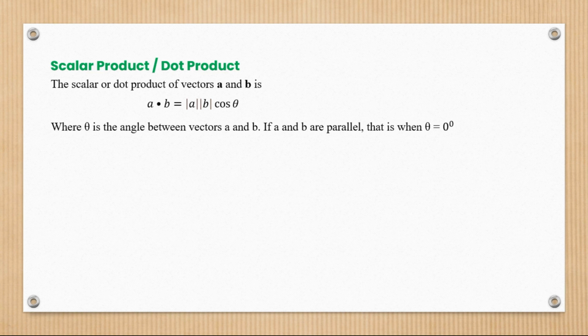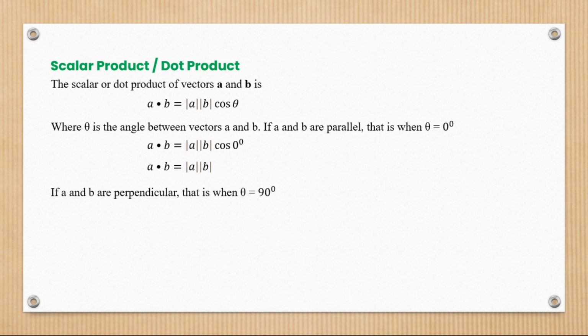If A and B are parallel, now remember, parallel means that the angle between them shall be 0 degrees. So theta shall be equal to 0 degrees, because the angle between them is 0. So we'll have A dot B being equal to the magnitude of A times the magnitude of B cos 0. And cos of 0 is 1, so we'll be left with A dot B being equal to the magnitude of A times the magnitude of B. This is true in the case where the two vectors are parallel.